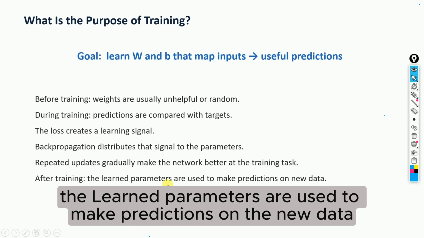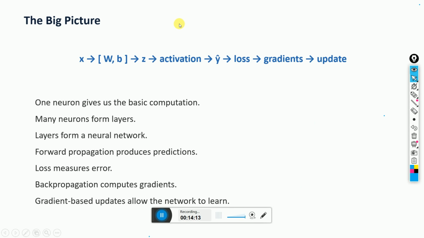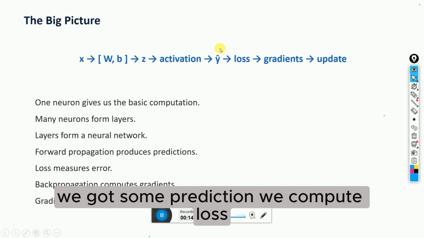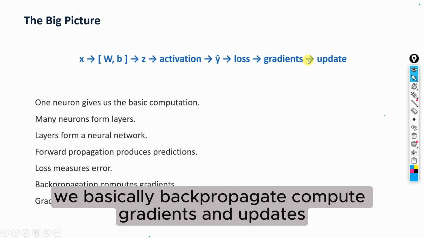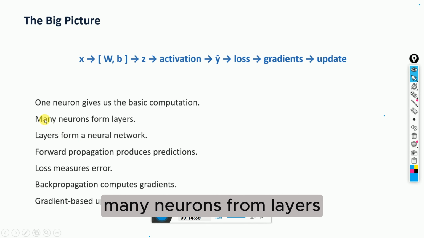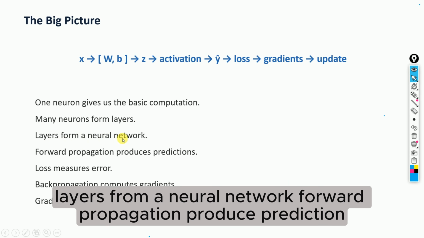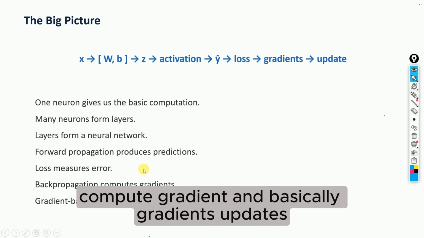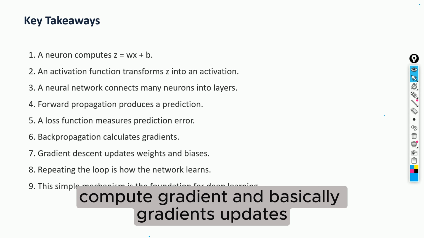After training, the learned parameters are used to make predictions on new, raw data. In the bigger picture, we have x, provide some weights, compute z, then apply the activation function, and we get a prediction. We compute the loss, backpropagate, compute gradients and update. One neuron gives us the basic computation; many neurons form layers in a neural network. Forward propagation produces a prediction, loss measures error, backward propagation computes gradients, and the gradients update the parameters.